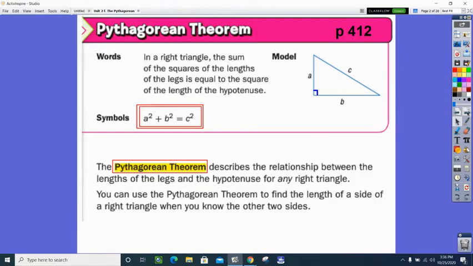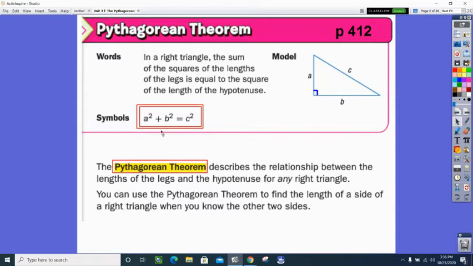And here is exactly what I was just saying. So here's your right triangle. Note the little square in the corner lets us know that that's a right angle. And here is the Pythagorean theorem stated in an abridged, concise form. It's a squared plus b squared equals c squared, where a and b are the legs in a right triangle and c is the hypotenuse. So it describes the relationship between the lengths of the sides of every right triangle.